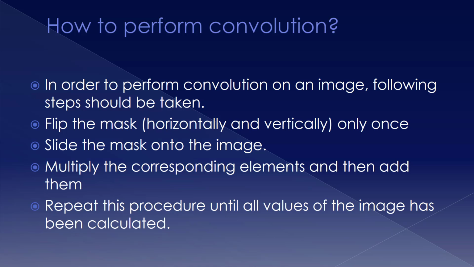So how do you perform a convolution? In order to perform convolution on an image, the following steps should be taken. You flip the mask horizontally and vertically only once. You slide the mask onto the image, multiply the corresponding elements, and then add them. You repeat this procedure until all values of the image have been calculated.